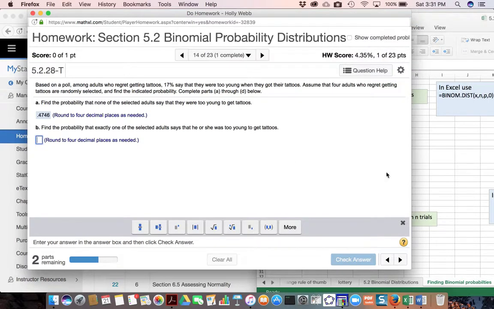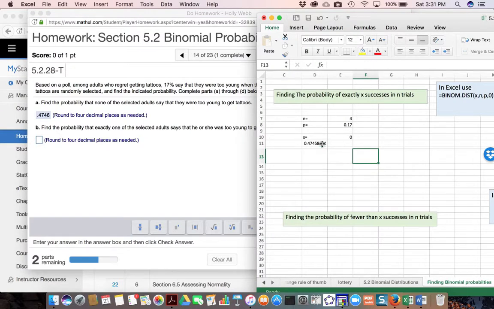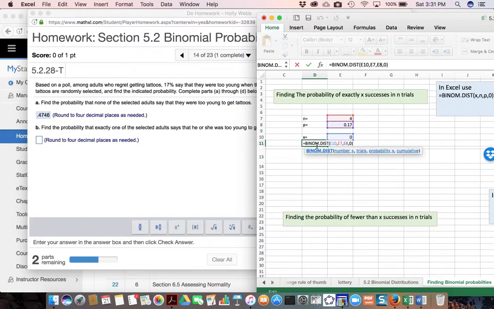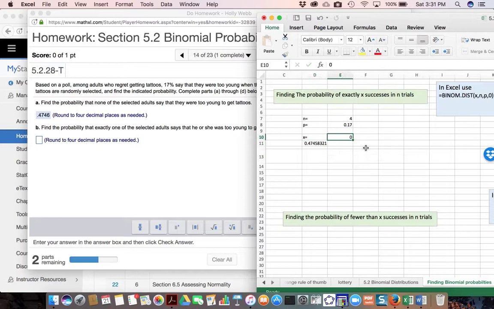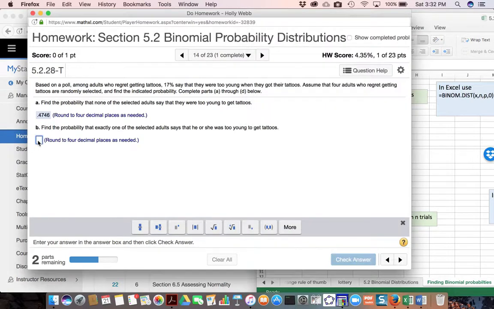Now, one of the things that you can do, this one on B says find the probability of exactly one selected adult thinking they were too young. So this is still an exactly, and the way we have it set up here where we're selecting these boxes, now if we want the probability of exactly 1, if we just change our x from 0 to 1, that changes our probability, and it changes it to 0.3888. So let's see if that is correct.